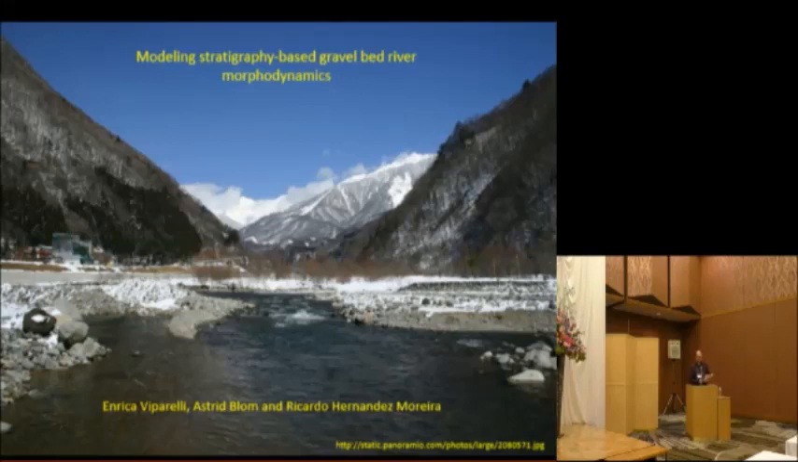And the first talk will be given by Enrica Viparelli, modeling stratigraphy-based gravel bed rivers morphodynamics. Please.